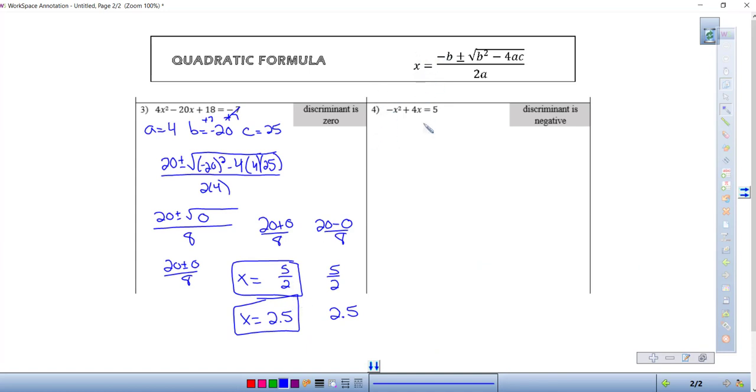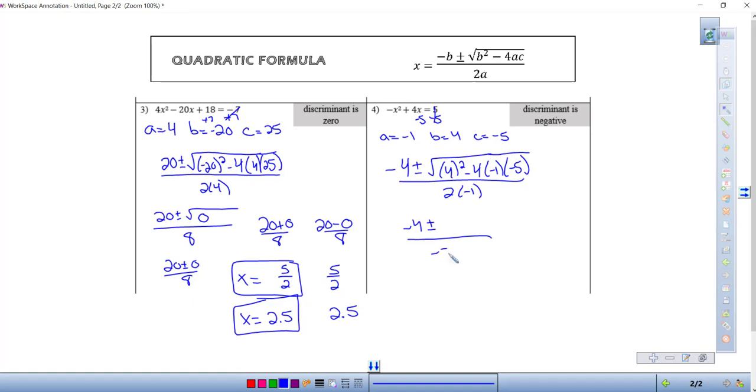Or this last one's going to be just a little bit weird. Again, we're not equal to 0, so I'm going to have to subtract 5 from both sides first. Alright, so this one we get A equals negative 1, B equals 4, and C equals negative 5 after I bring that over to equal 0. Negative B plus or minus the square root B squared minus 4AC all over 2A.